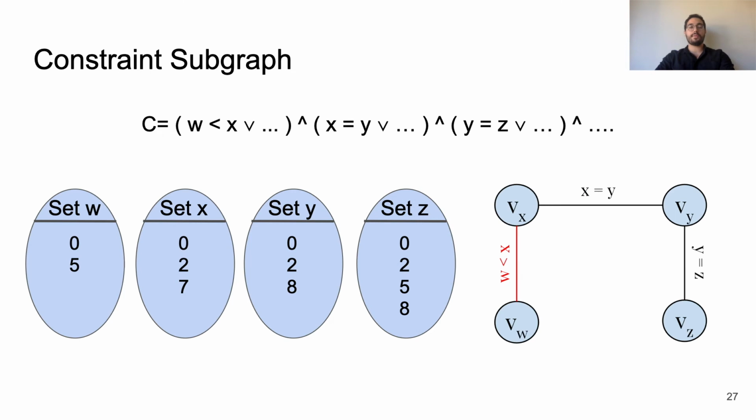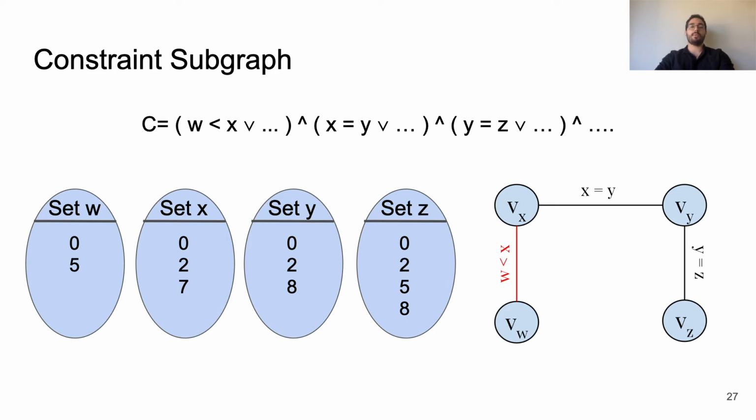I walked through the algorithm with an example, but the encoding can be extended to any example with any level of difficulty. Here, we have 4 sets w, x, y, z, and 3 constraints: w less than x, x equal to y, and y equal to z. The dots show other constraints that don't matter for this example.